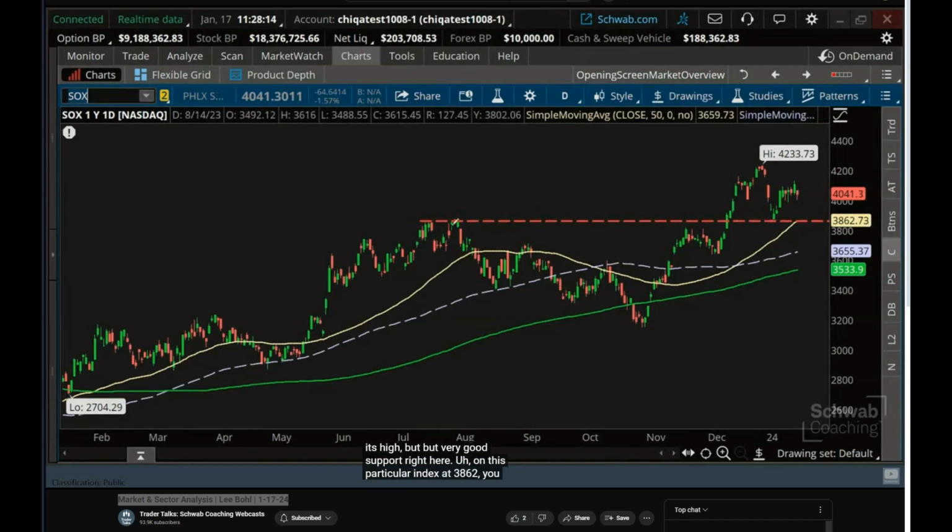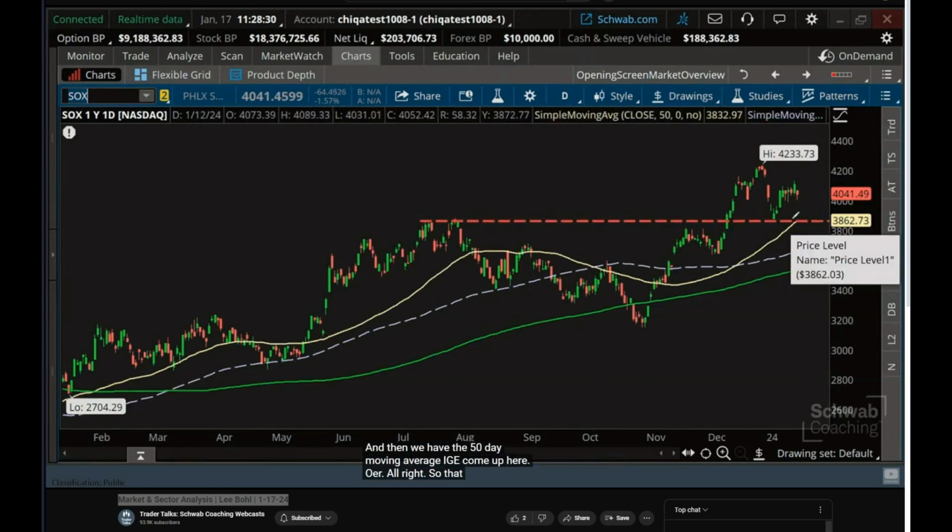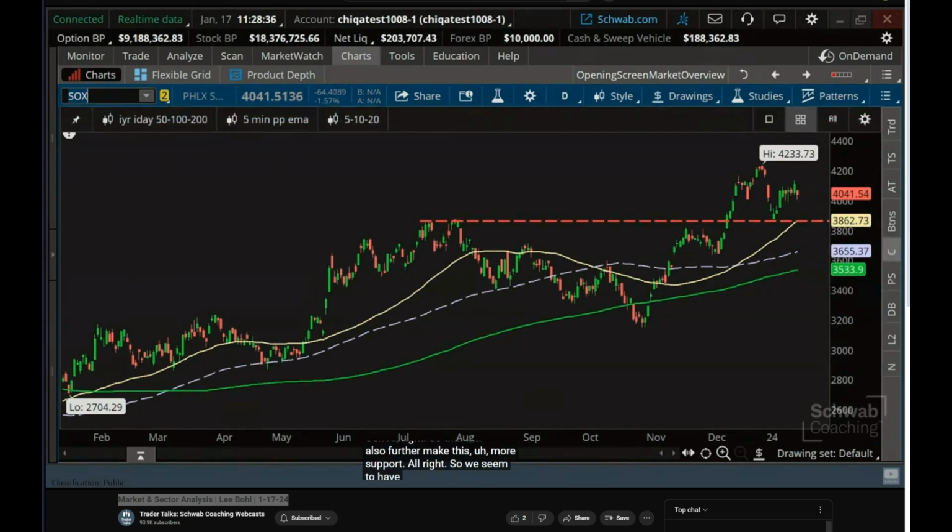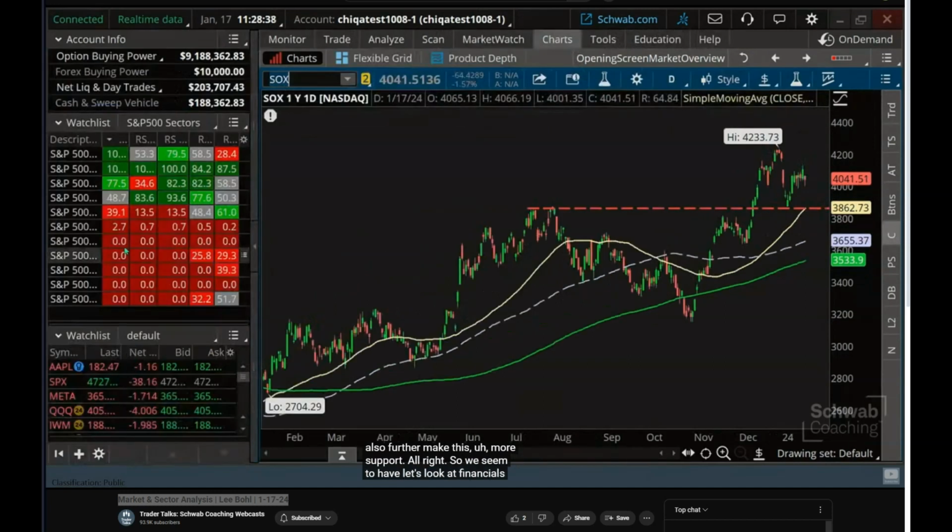You can see where that comes from. I think these highs here, high there, low there, make that line kind of obvious. And then we have the 50-day moving average come up here. All right, so that will also further make this more support. Let's look at financials now too, because that's showing some relative strength as well.